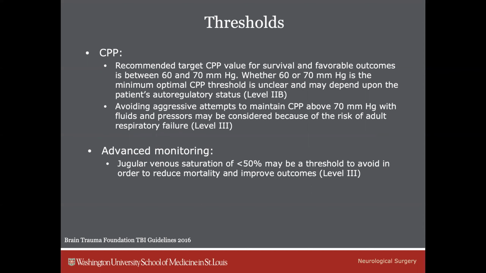One thing we should keep in mind is that we should avoid aggressive attempts to maintain CPP above 70 with fluids and pressors and things like that, because it can lead to respiratory failure and other complications that you don't want. In terms of advanced monitoring thresholds, so if you're measuring jugular venous oxygen saturation, then something less than 50 is what you want to avoid. And again, that is being shown to reduce mortality and improve outcomes.